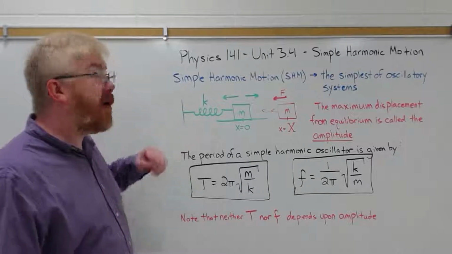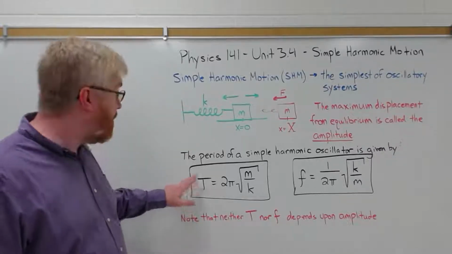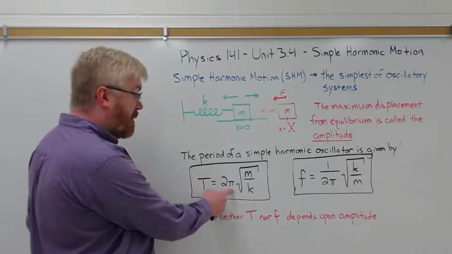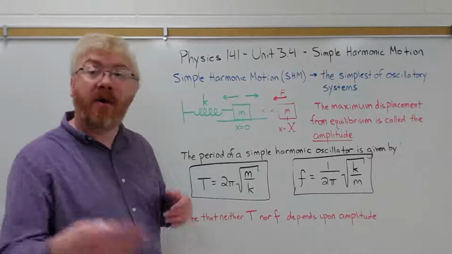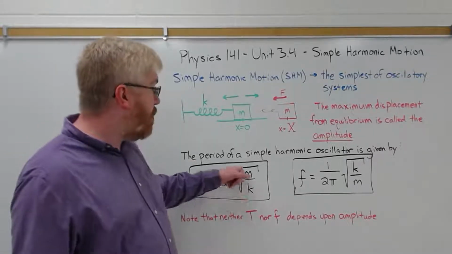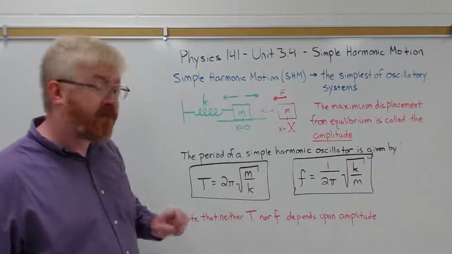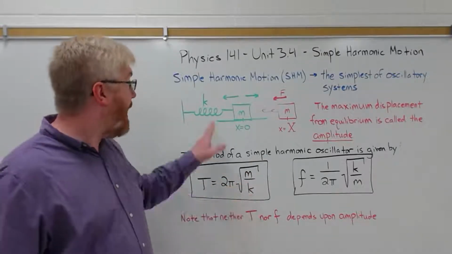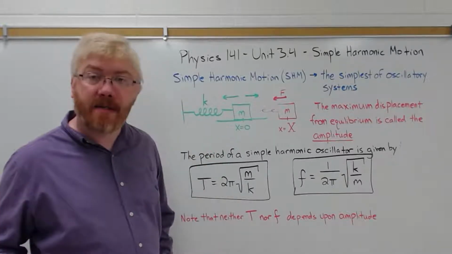The equation for figuring out the period, T, of a simple harmonic oscillator is given by this relationship. It depends on this factor 2 pi, that's just a constant. Pi is 3.14, which you're all familiar with from geometry, times the square root of the mass of the block at the end of the spring divided by k, lowercase k, that spring constant, that elastic constant.